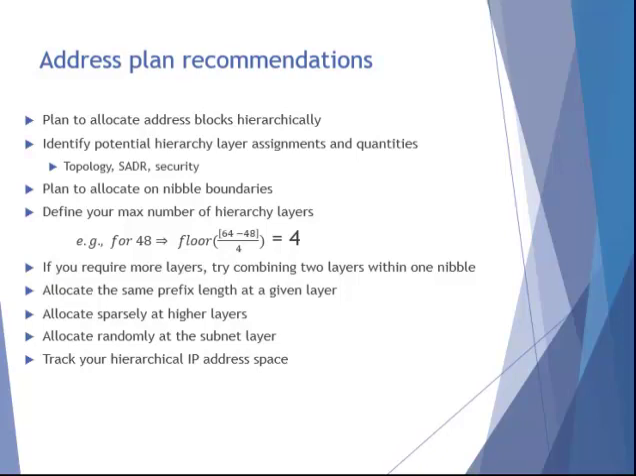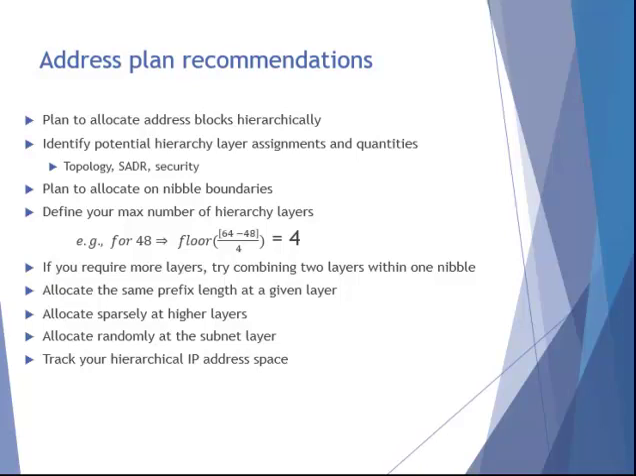If you are able to keep on nibble boundaries, your maximum number of hierarchy layers is basically the difference between a subnet address, a /64, and the ISP prefix you get, typically a /48, divided by 4. Again, a nibble is 4 bits, and then rounding that down, we end up with generally 4 layers that you'll be able to play with in your hierarchy. If you've got a bigger block from your ISP, you've got more to play with. If you do require more layers, as I mentioned, you can combine these into one nibble, as we'll talk about next.